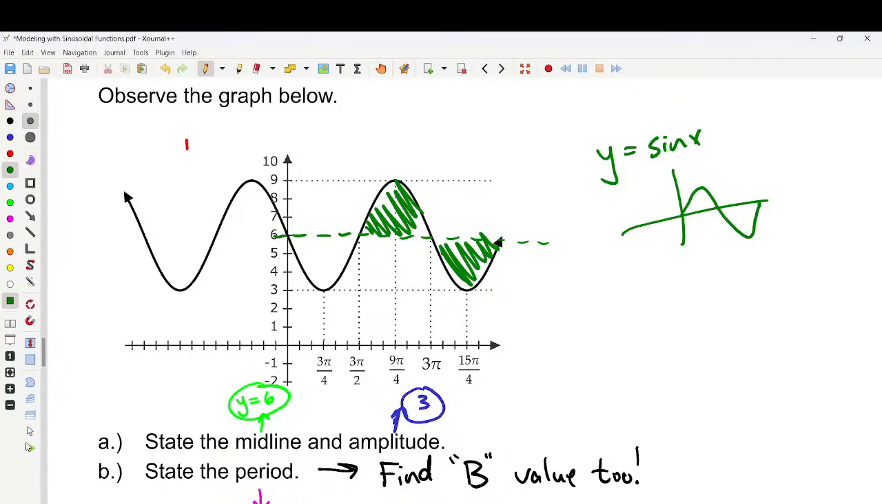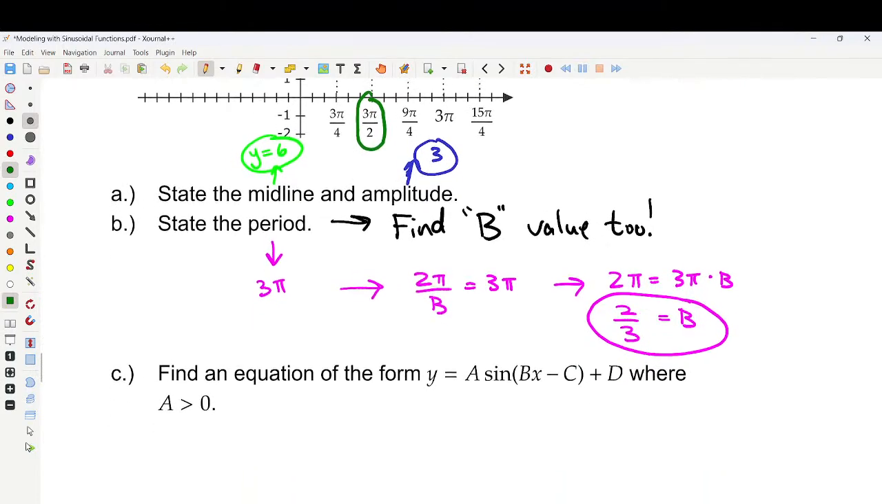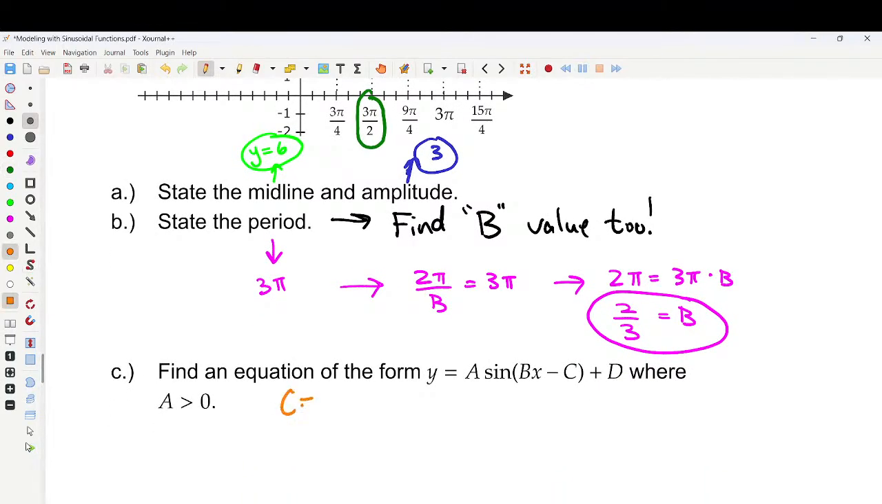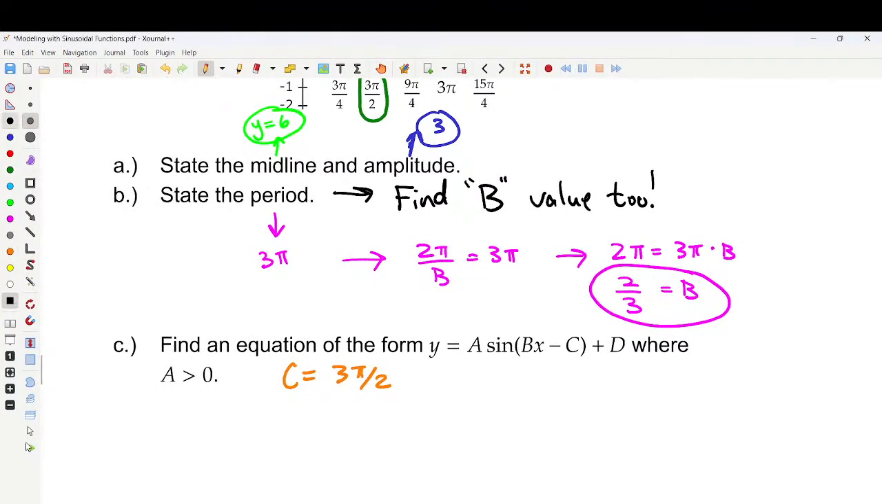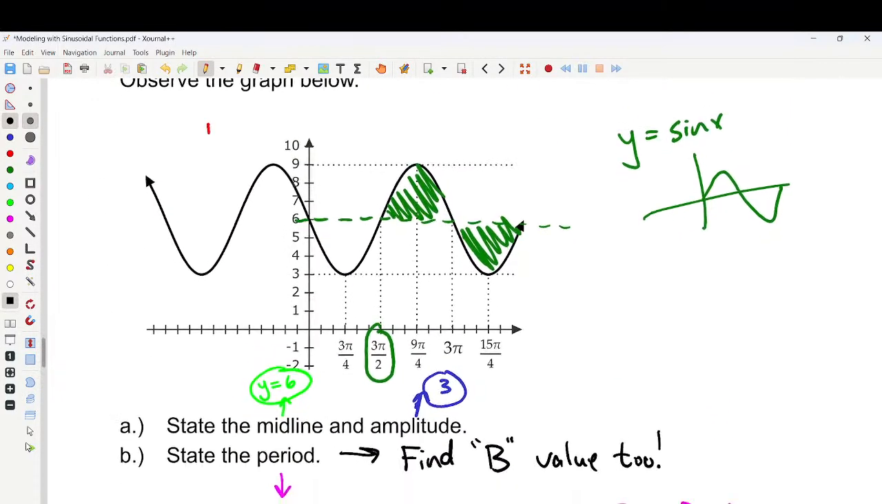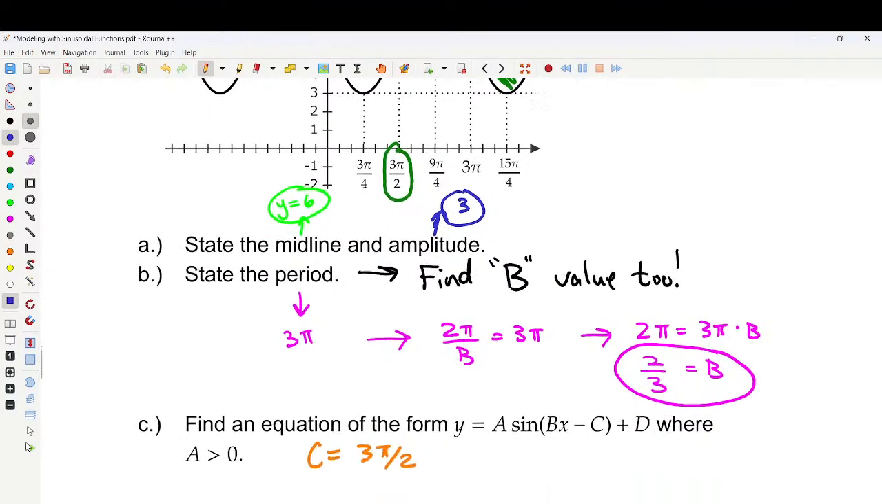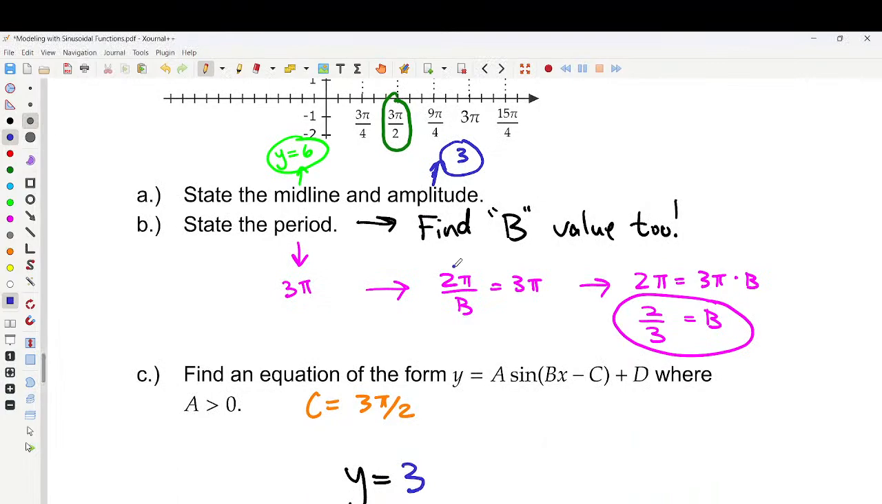It is not starting on the y-axis. It is starting at 3 pi divided by 2 to the right. So our phase shift is 3 pi divided by 2. Other than that, you just put all our pieces in here. Positive amplitude, which was 3. Sine. B value is 2/3.